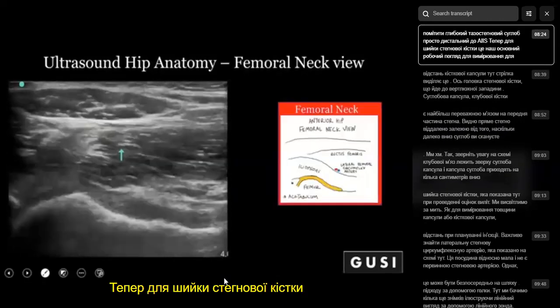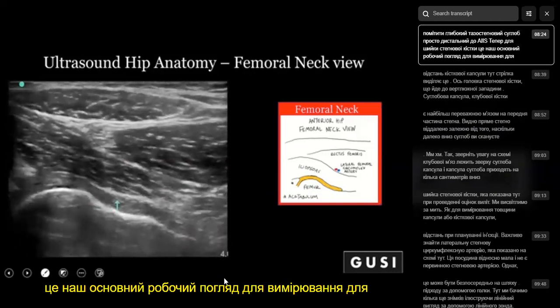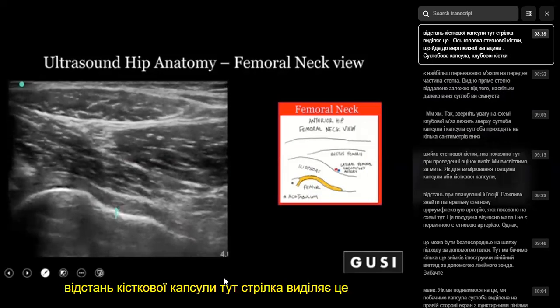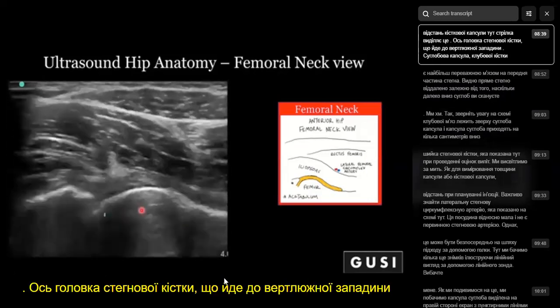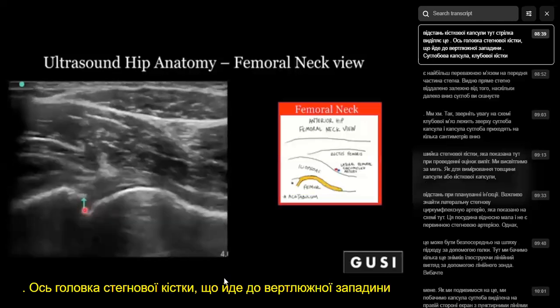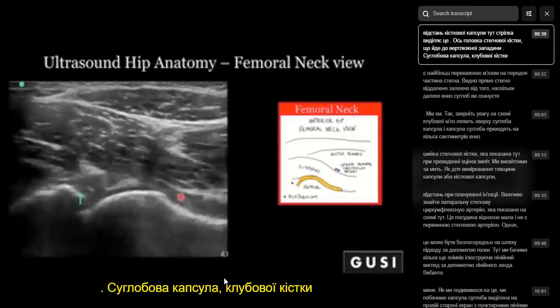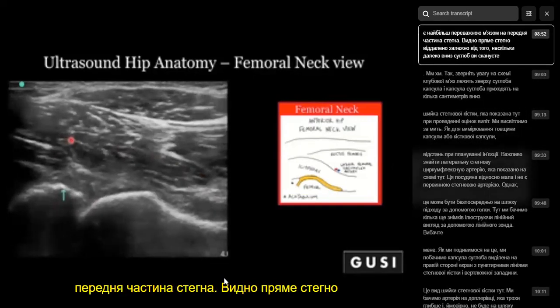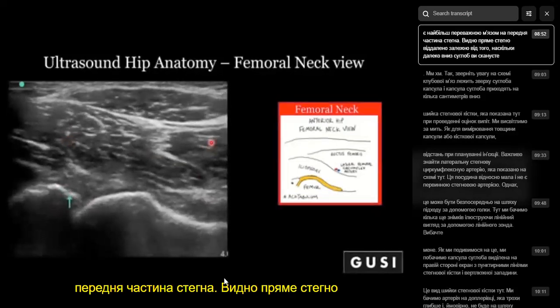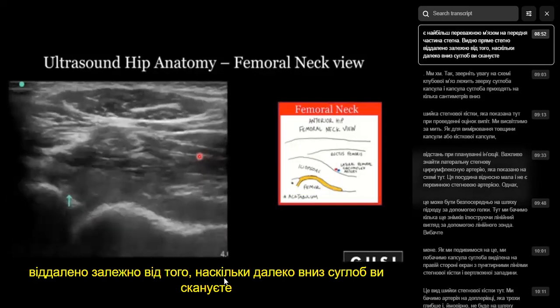Now for the femoral neck view. This is our primary working view for measuring the bone capsule distance. Here the arrow is highlighting this. Here's the femoral head coming to the acetabulum, the joint capsule. The iliopsoas is the most predominant muscle on the front of the hip. The rectus femoris is visible distally, depending on how far down the joint you scan.